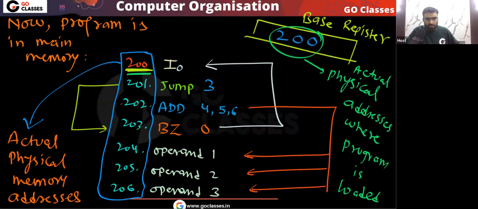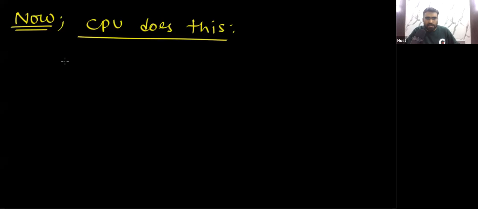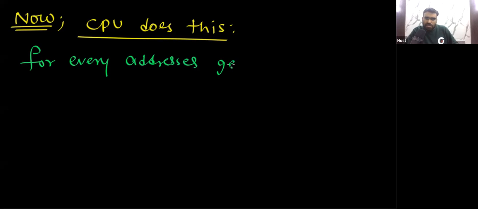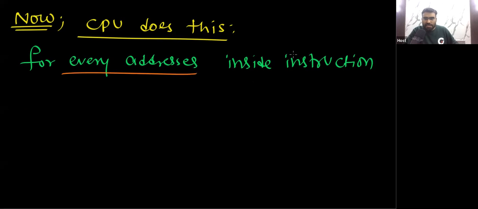Now what will the CPU do? The CPU will do this for every address generated by the instruction. In the instruction, there is an address. So remember, for every address inside the instruction, the CPU does this.